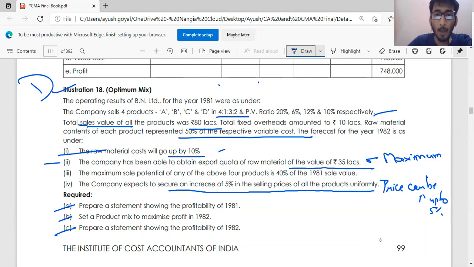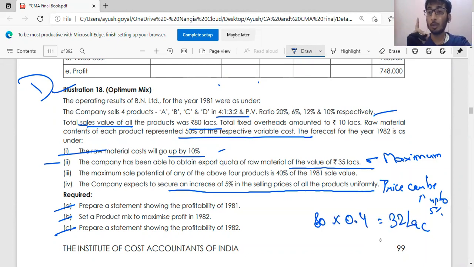So I can say the maximum sale potential of any of the product can be 80 lakh multiplied by 0.4, or I can say 32 lakh. Maximum sale potential can be 32 lakh for any of the product. Okay. Now, what is the minimum sale potential?